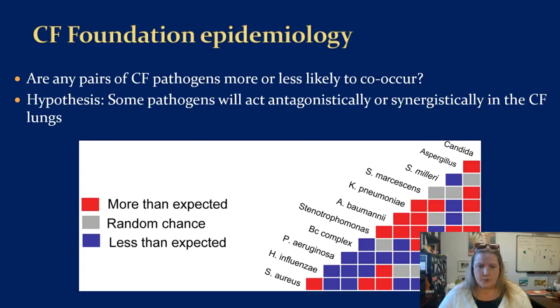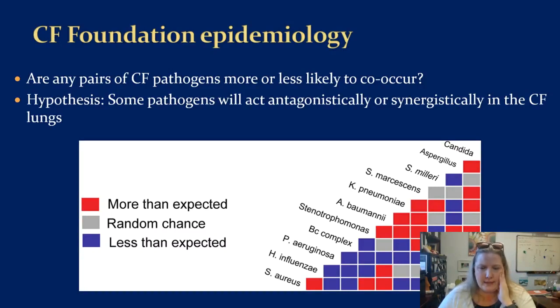And then H. influenza and Staph aureus. We know that H. influenza and Staph aureus is a true thing because they're both commonly found in children with CF. The Stenotrophomonas and Staph aureus one was kind of a surprise, but we care a little bit less about whether they're getting along than whether they're fighting. Because if they're fighting, then perhaps they're producing things that kill each other and that can be developed into antibiotics.